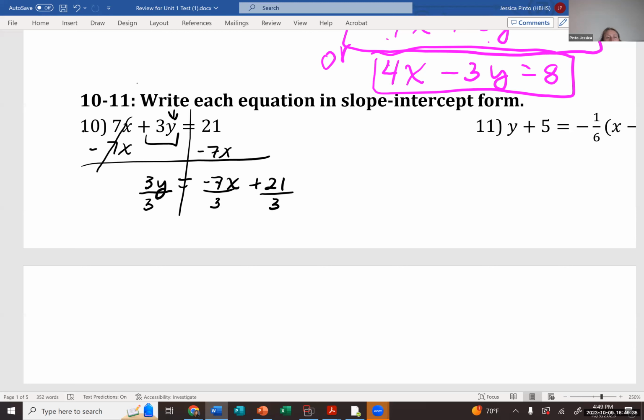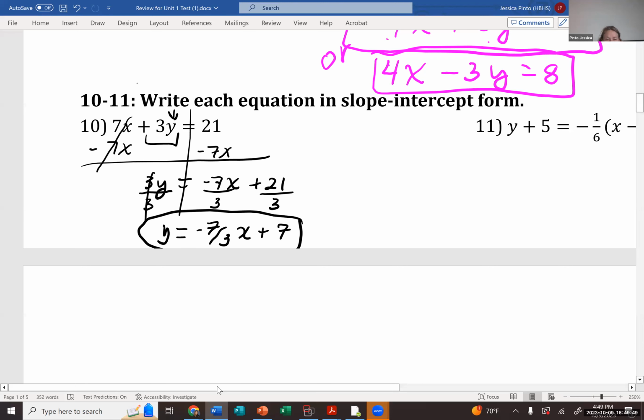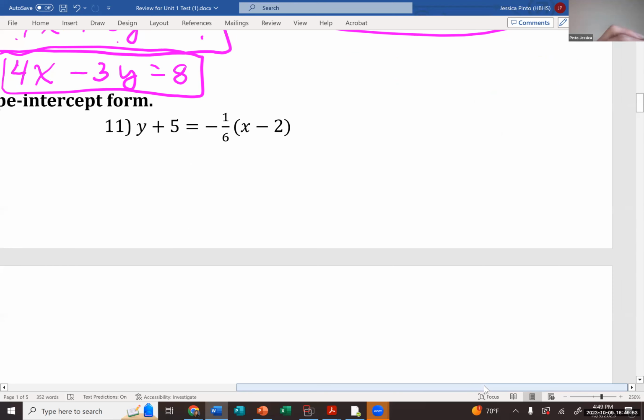Then to solve for y by itself with a coefficient of 1, we divide everything by 3, giving me y is equal to negative 7 thirds x plus 7. Oh my gosh, so many 7s in that equation. Yeah, it's like a lucky problem. Oh, good. We're going to have to practice our fraction work on number 11.